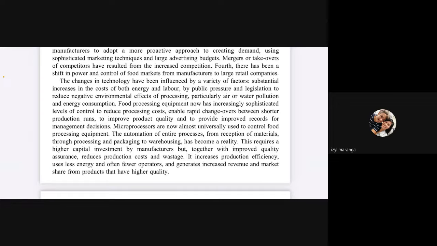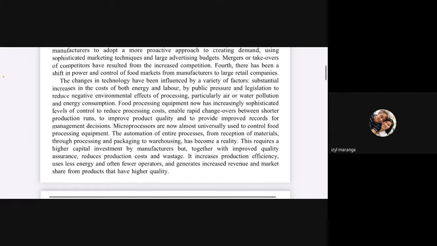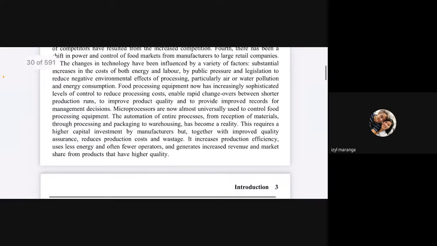And lastly, there has been a shift in power and control of food markets from manufacturers to large retail companies. So mostly, pag malaki na yung manufacturer mo, food market mo, mas powerful siya. So there has been a lot of changes in technology, which are affected by a variety of factors like substantial increase in the cost of both energy and labor, like kuryente, and by public pressure and legislation, also negative environmental effects sa processing, particularly for air, water pollution, and energy consumption.